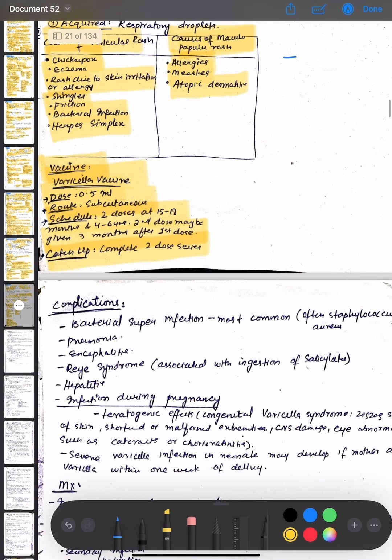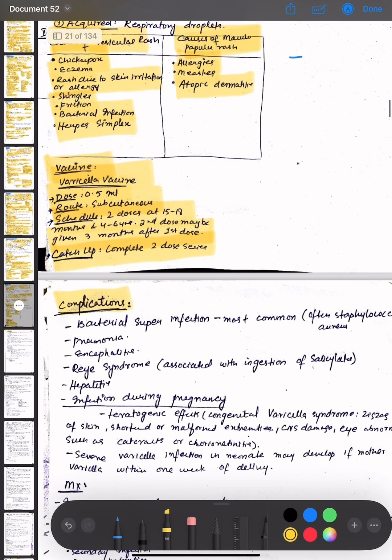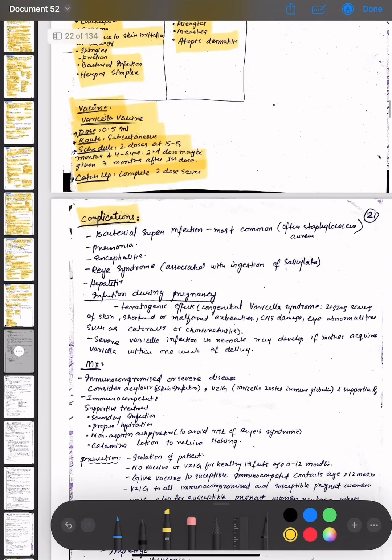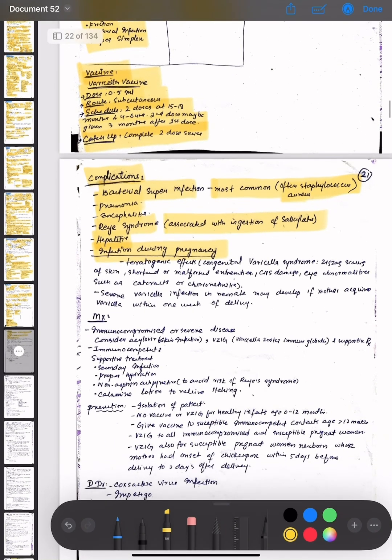The complications of chickenpox are bacterial superinfection, which is the most common, often Staphylococcus aureus, pneumonia, encephalitis, Reye syndrome associated with ingestion of salicylates, and hepatitis. Infection during pregnancy has teratogenic effects: congenital varicella syndrome, zigzag scarring of the skin, shortened or malformed extremities, CNS damage, and eye abnormalities such as cataracts or chorioretinitis. Severe varicella infection in the neonate may develop if the mother acquired varicella within 1 week of the delivery.